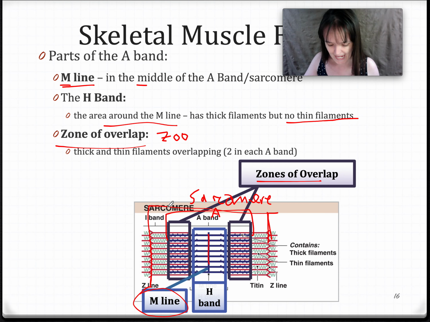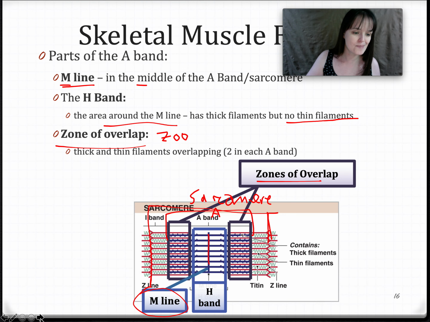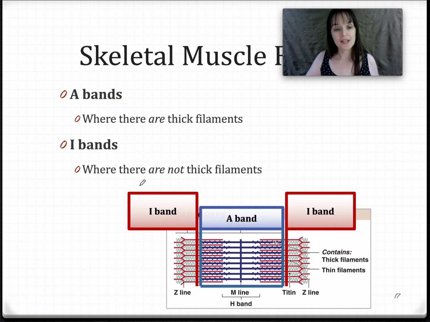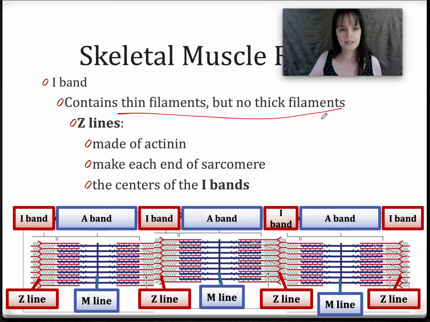Okay. And a triad surrounds each zone of overlap. As a result, the calcium is released right at the thick-thin filament interaction where you need it to cause the muscle contraction. Okay, let's talk about the I band. The I band is where there are thin filaments but no thick filaments. So here's an I band and I band. So the I bands contain thin filaments but no thick filaments.